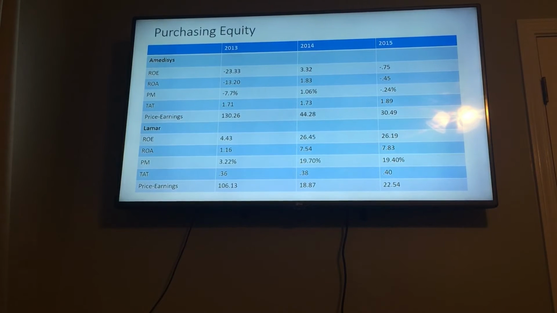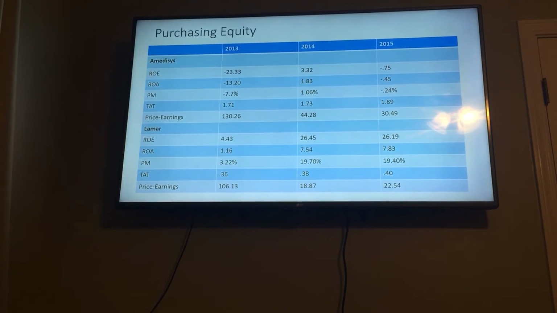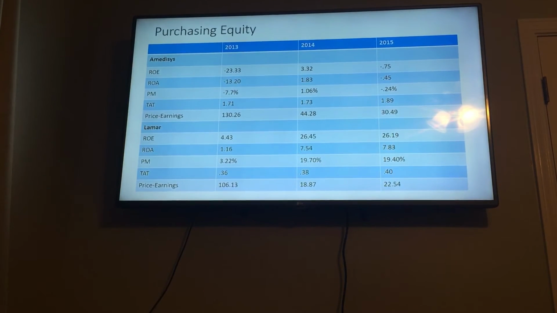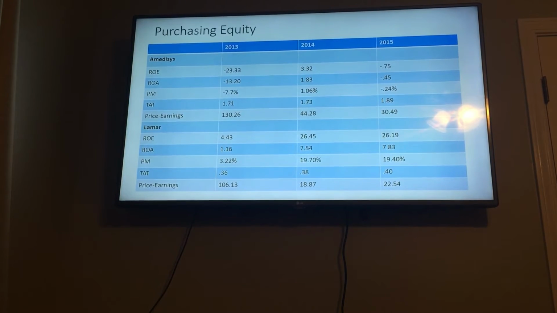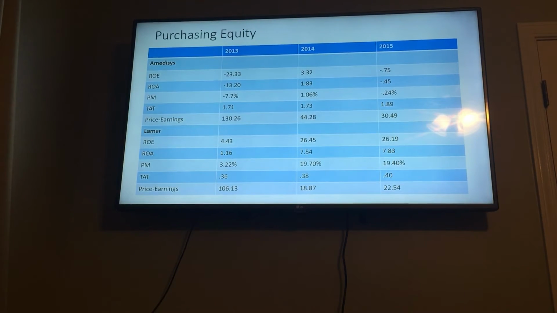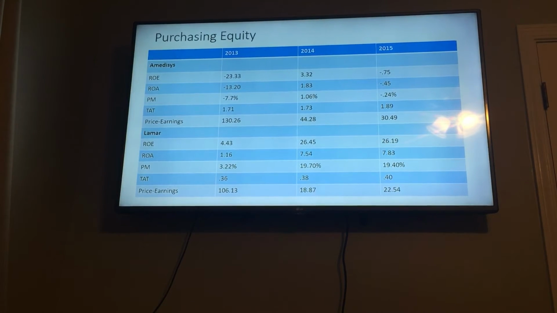So for Medicis, the return on equity, the ROA and PM, as you see in 2013, the ROE is negative 23.33, and then it rises slightly to just a 3.32, and it drops back down to a negative number at negative 0.75. And again, pretty much it has the same pattern for ROA and profit margin. They both start at a negative number, rise up just slightly, and then drop back down to a negative number.